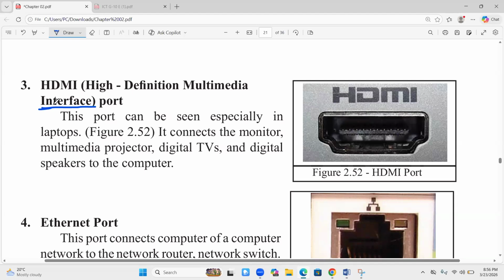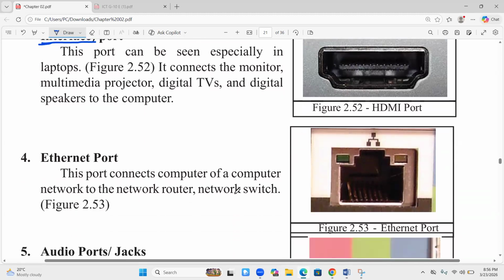And the next one is the Ethernet port, or RJ45 port, which is used to connect the network or networking devices like router, switch, and all other networking devices.